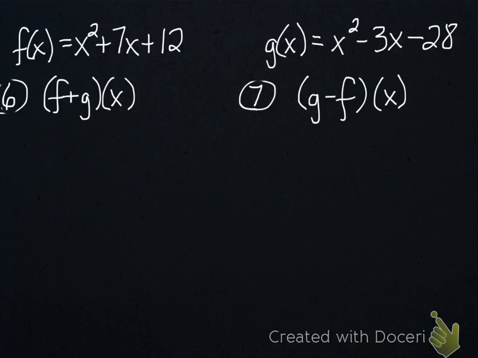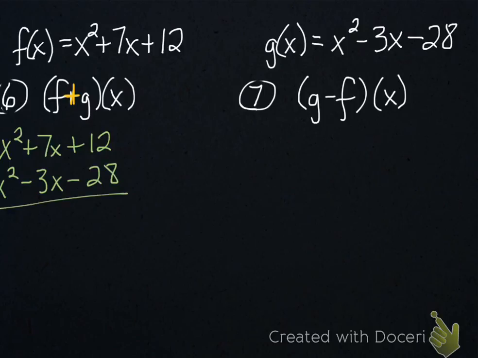Number 6. Notice we have 2 different functions. F of x is a quadratic and g of x is also a quadratic. So let's go through our operations. In number 6, we're going to add. So which one comes first? F of x. So I have x squared plus 7x plus 12. G of x is being added to that, which is x squared minus 3x minus 28.